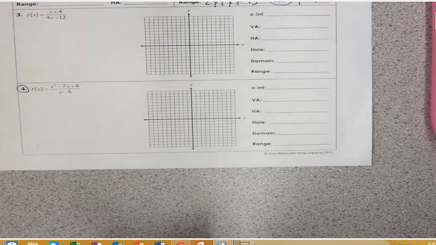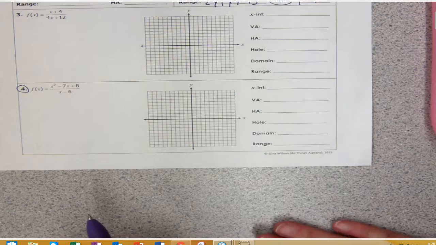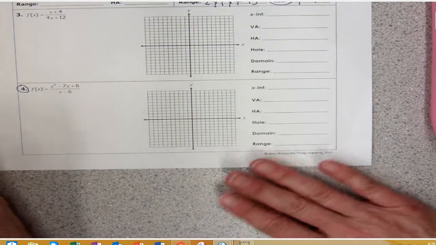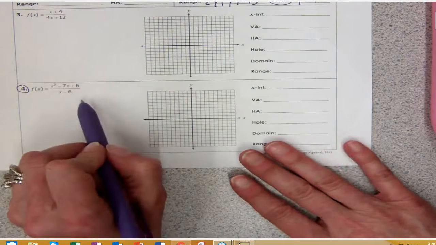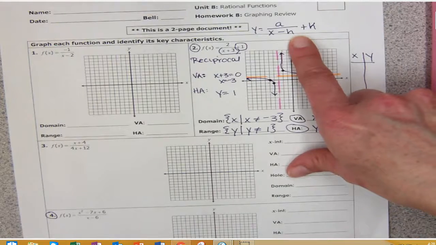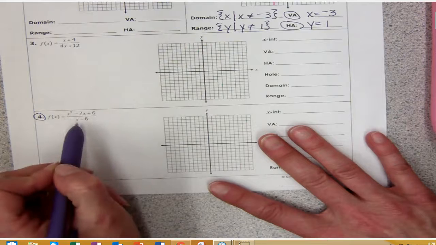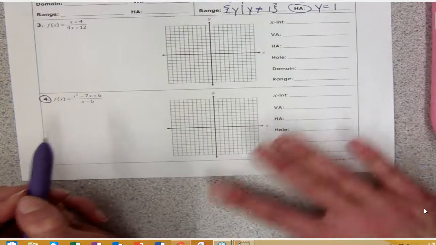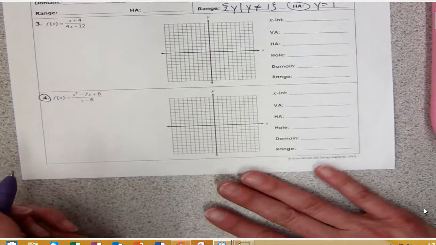So number 4. Let's do question number 4. I'm going to skip number 3. You're on your own for that one. So let's talk about this one. This one is no longer in the form of the reciprocal. This is now where we have an x on top and an x on bottom. So there's a few more things that come into play here.